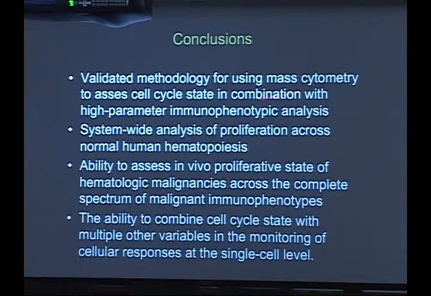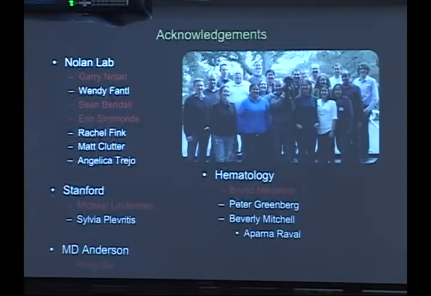So just in conclusion, this is a validated methodology for using mass cytometry to assess cell cycle state. Again, this is published in Cytometry if you want to look it up. We were able to use this to do systems biology of cell cycle in normal hematopoiesis. And essentially, we can use this to assess the proliferative state of hematologic malignancies, and that work is almost completed now. This allows us to combine cell cycle state with multiple other variables, and my ultimate goal with this work is to look at how cells respond to chemotherapy in vivo across all these different subpopulations and assess some of the hypotheses about how cells become resistant to therapies.